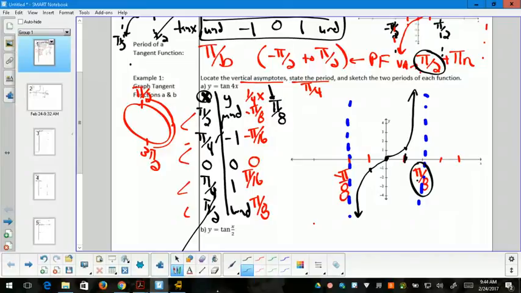Are they going to be every pi units apart? What's our period? Pi over 4. They're going to be every pi over 4 units apart.